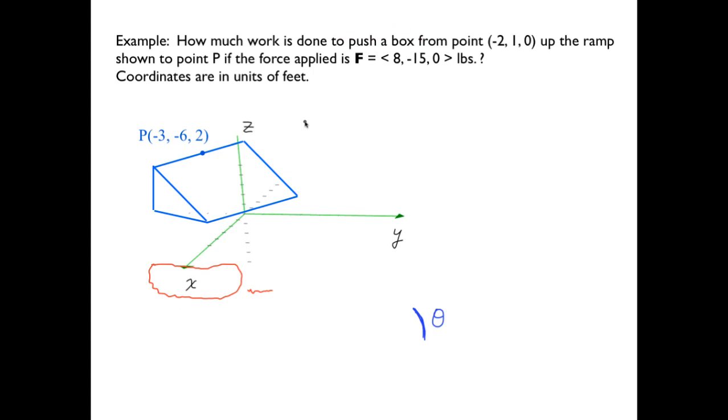All right, so here's an example. We've got a box back here. I'm going to draw the box. So there's this box back here.